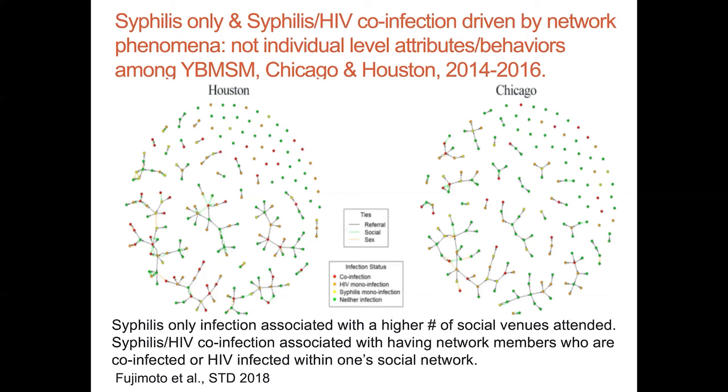And the objective was to assess network context and sexual behaviors associated with syphilis only, HIV only, and then co-infected individuals. And they found, interestingly, that syphilis only and co-infection was associated with a higher number of social venues attended. They also found that syphilis and HIV co-infection were associated with having network members who are co-infected or HIV infected within one's social network. So again, sort of elevating the importance of social venues and networks.